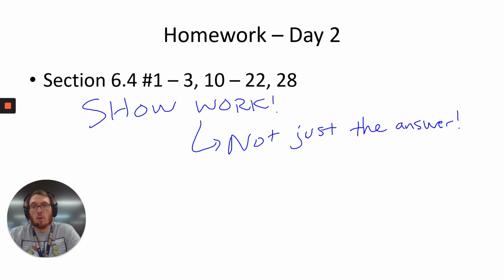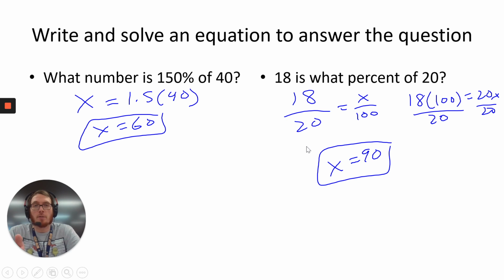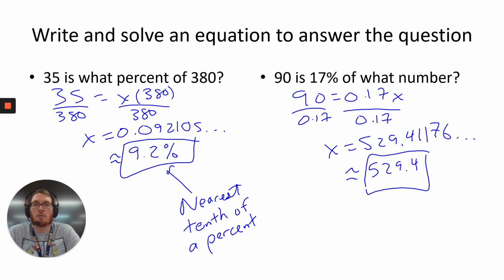Okay, your homework today is 1 through 3, 10 through 22, and 28 in section 6.4. You have got to show the original problem somehow, show your steps, show your work, and then find the answer. It should look similar to these questions. I'm going to show my equation to start with, divide on both sides, and answer and round if necessary. Or I'm going to do the proportion like this one, set it up, do my cross multiplying, and find the answer. That's what we as teachers are looking for out of you from these questions.